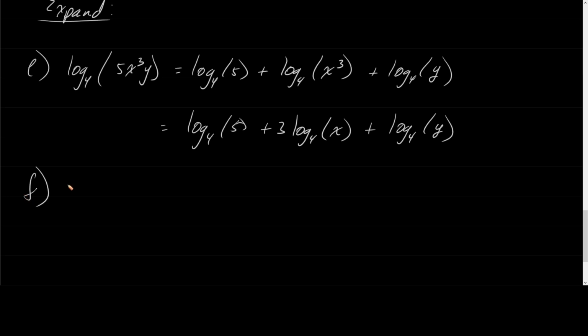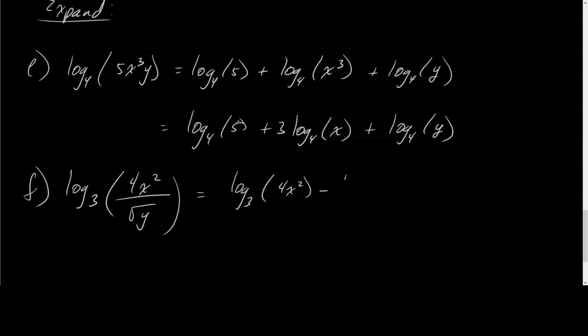Let's say that I have log base 3 of 4x squared over the square root of y. Well, I'm going to do this in multiple steps, but again, the idea is to see if you can do it in one step eventually. Now, in here, first I have a quotient. So I'm going to say this is log base 3 of the top minus log base 3 of the bottom. And I'm going to rewrite that square root of y as y to the 1/2.